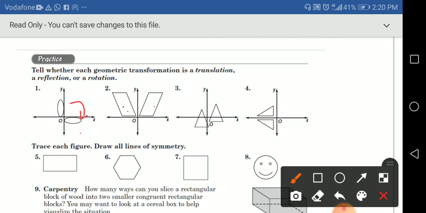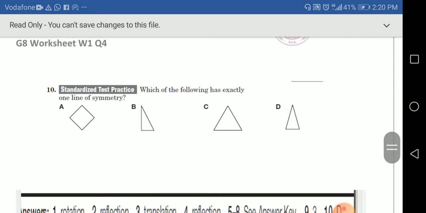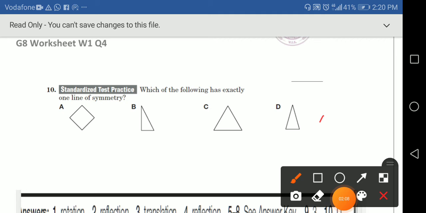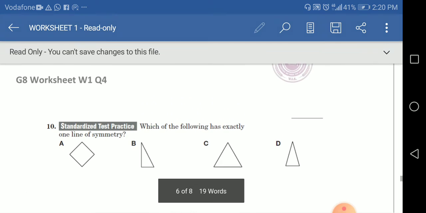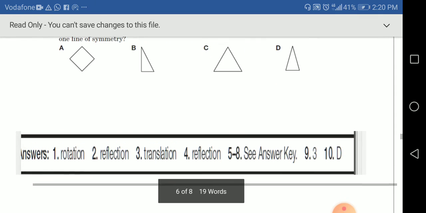What about this one? It's like a mirror, so this is a reflection. And this one is a slide. It moved here like a slide. So this is a slide, a translation. And this one is reflection, like a mirror. Okay. Which of the following has exactly one line of symmetry? Guys, only the isosceles triangle has just one line of symmetry, because it can be divided into two equal figures.